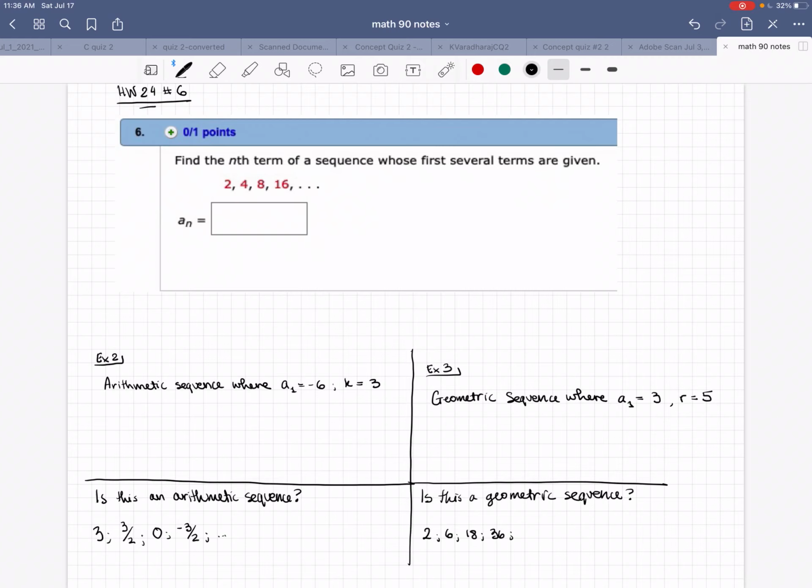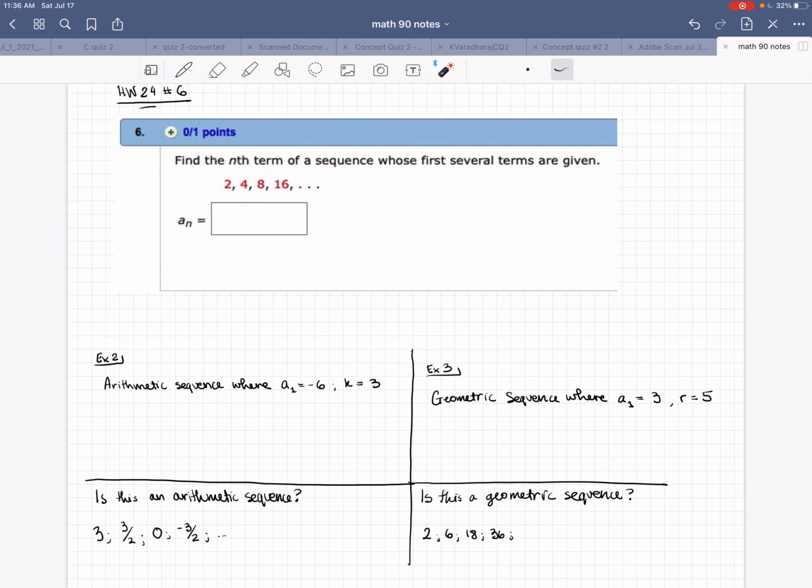In this video, we're going to look at some examples with sequences. The first problem being a problem directly from your homework, and then just some quick examples with arithmetic and geometric sequences. So for the first problem that we have here, we're given the first few terms of the sequence, and we're being asked to find the nth term.